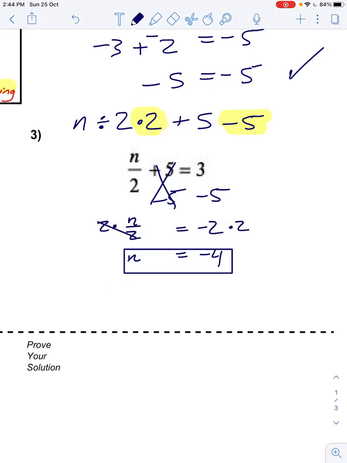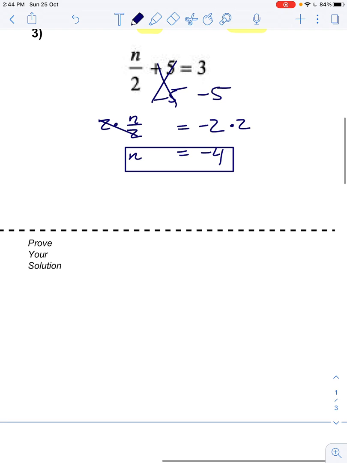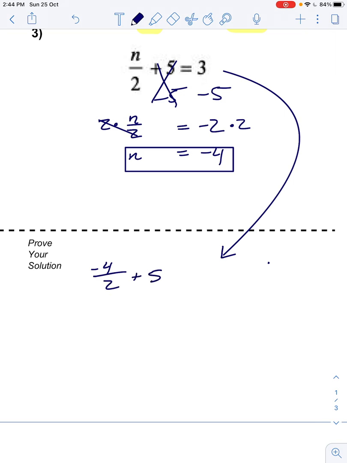Okay? And then we're going to prove that that's the answer by substituting that back in. So I'll take this equation down here, but instead of doing n divided by 2, I'm going to do negative 4 divided by 2 plus 5 equals 3, and hopefully that's going to work out. Negative 4 divided by 2 is negative 2. And then I've got to do negative 2 plus 5, which is positive 3. 3 equals 3. That is a true statement. That tells me my answer of n equals negative 4 is correct.